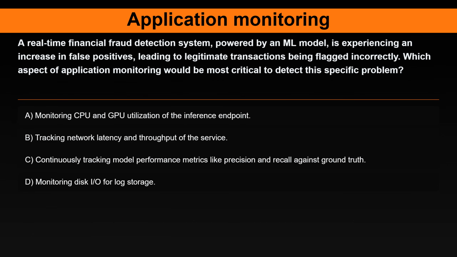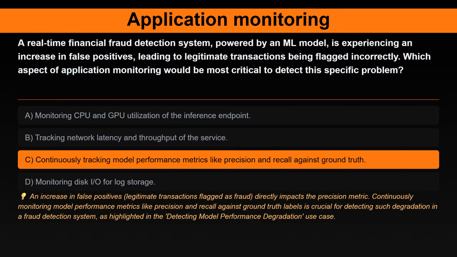Question 9. A real-time financial fraud detection system, powered by an ML model, is experiencing an increase in false positives, leading to legitimate transactions being flagged incorrectly. Which aspect of application monitoring would be most critical to detect this specific problem? Option A, monitoring CPU and GPU utilization of the inference endpoint. Option B, tracking network latency and throughput of the service. Option C, continuously tracking model performance metrics like precision and recall against ground truth. Option D, monitoring disk I/O for log storage.